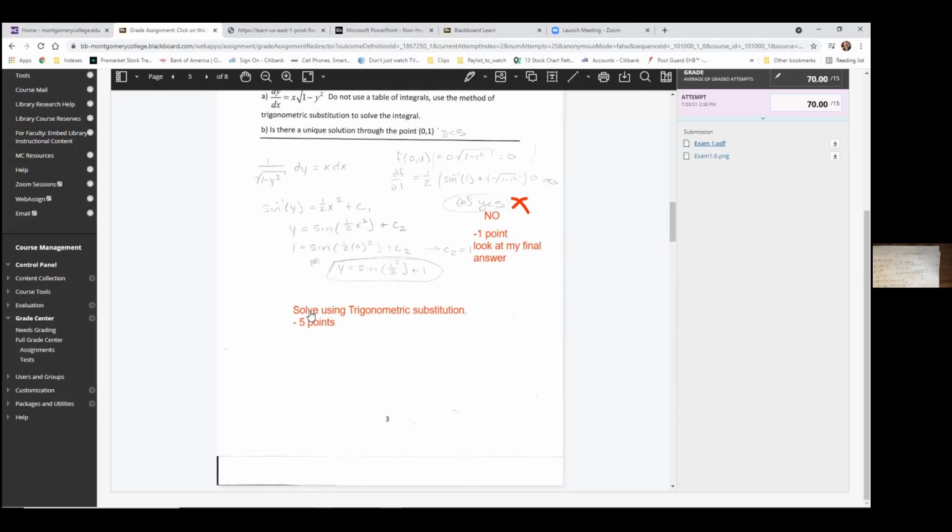For this problem here, I took off 5 points for everybody who didn't use trig substitution. So take a look at my solutions. I can bring up my solutions too. If you look at my solutions, you'll see what I mean by trig substitution. And the other thing is the answer here is no, there is not a unique solution. And once again, you need to apply the test that I show in the solutions. The other thing here is you're taking the inverse wrong.